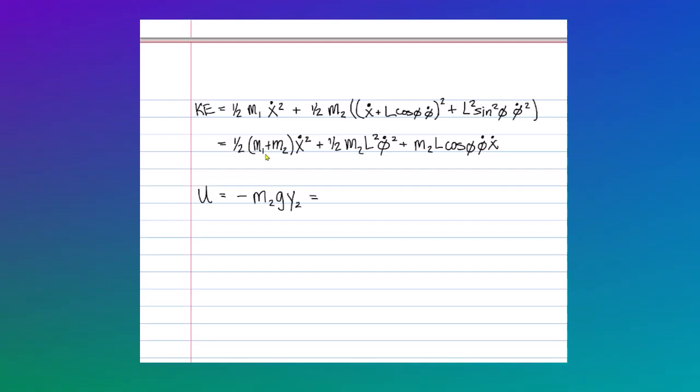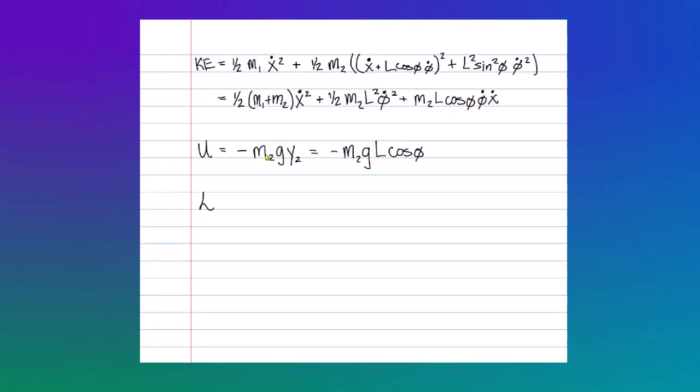Now we can start expressing potential energy, which in this case is fairly straightforward. With the potential energy and the kinetic energy, we can express the Lagrangian just by filling in our previous results.